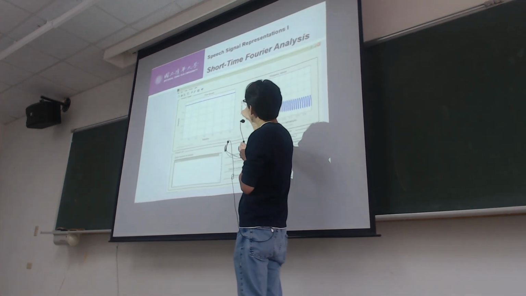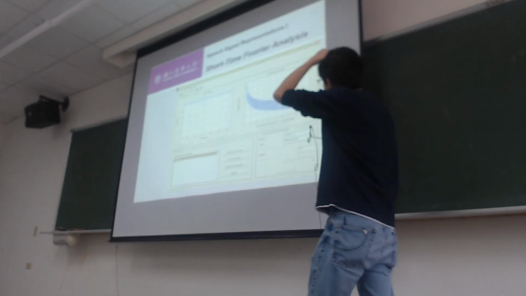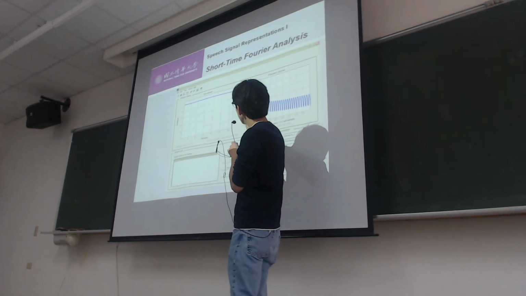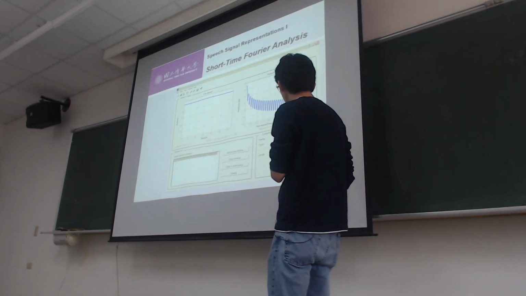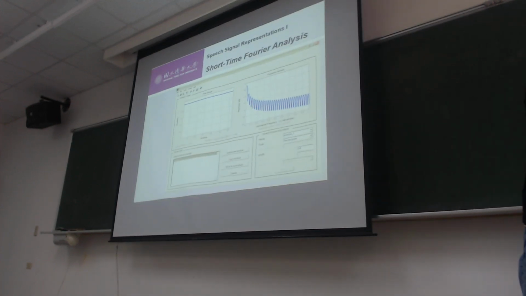The place where the first node occurs, multiplied by two, is called the main lobe width. Okay, this is a windowing function, rectangular with 64 points.